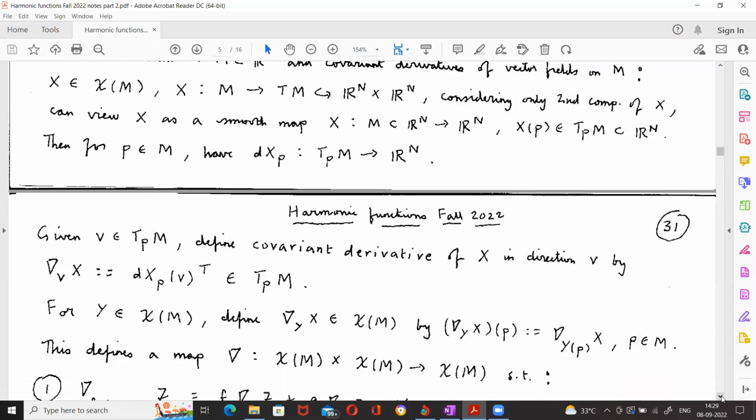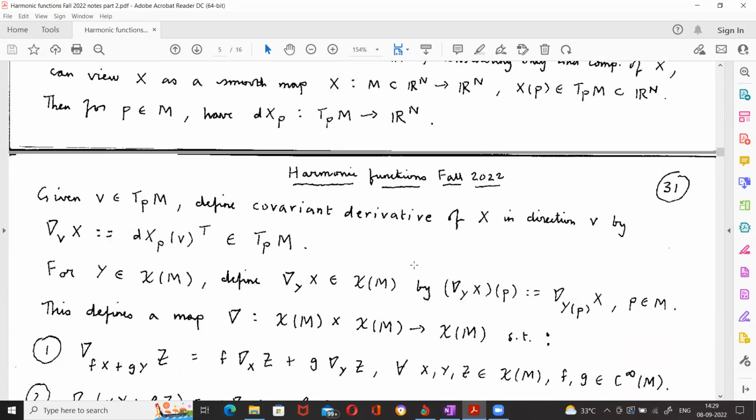Is that clear? Yes, sir. So now, given a vector v in T_pM, I can define the covariant derivative of X in the direction of the vector v as follows. Our notation for this is nabla sub v of X. This is defined to be the derivative dX_p applied to the vector v. That takes values in R^n, and then you take its tangential component. So that gives you a vector in T_pM. Is this clear? Okay.